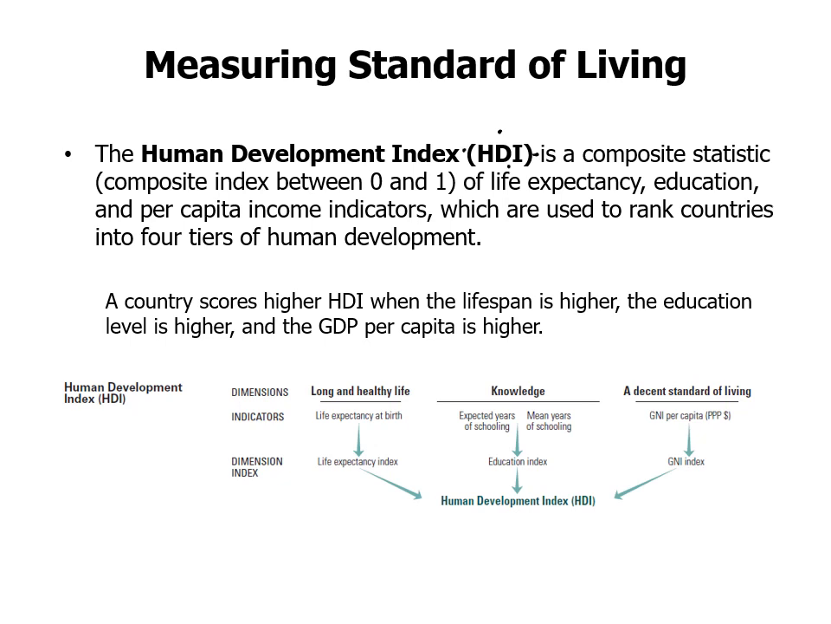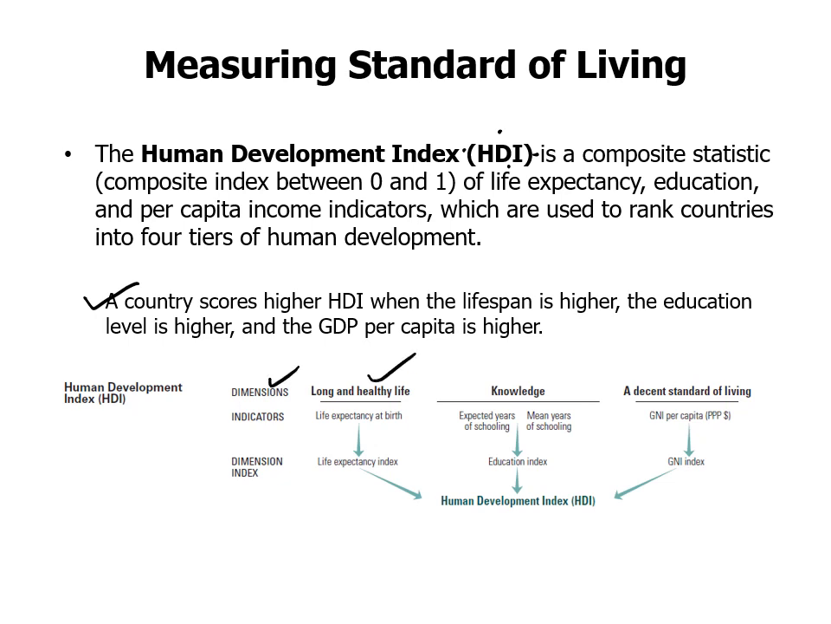Now the HDI is a summary measure of average achievement in key dimensions of human development, like a long and healthy life, being knowledgeable, or having a decent standard of living. So it's a composite index between 0 and 1 of life expectancy, education, and per capita income indicators. And we use this to rank countries into 4 tiers of human development. Now, a country would score higher if the lifespan is higher, education is higher, and real GDP per capita is higher.